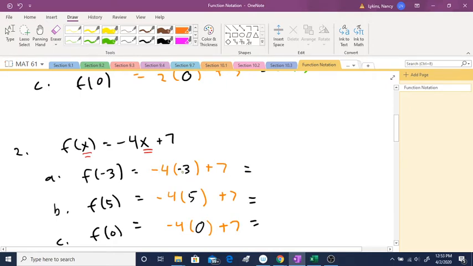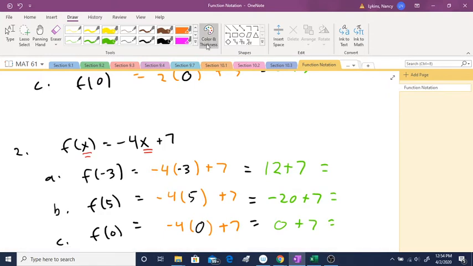Now I'm going to carry out these operations. So -4 times -3. Remember, 2 negatives when you multiply, that's a positive 12 plus 7. I've got a -4 and a positive 5. That gives me -20 plus 7. And then -4 times 0 is 0 plus 7. Now we need to carry this out. 12 plus 7 is 19. -20 plus 7 is -13. And 0 plus 7 is 7.